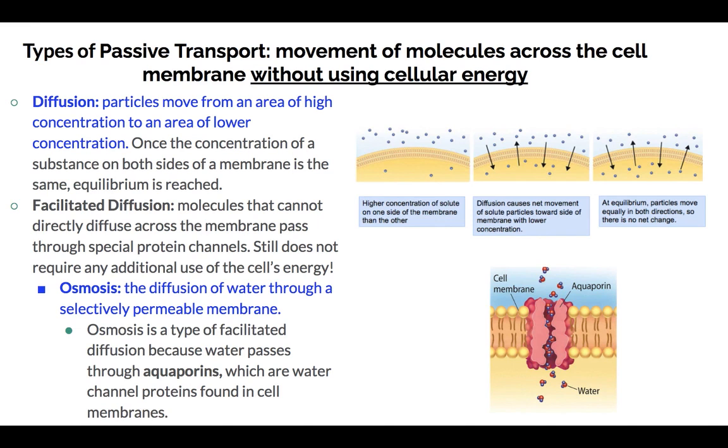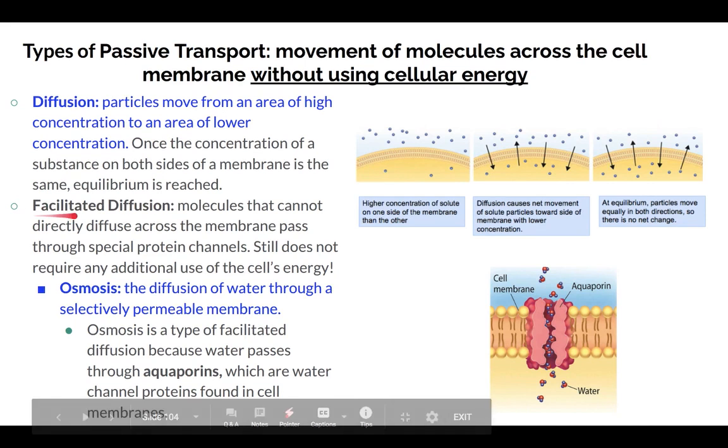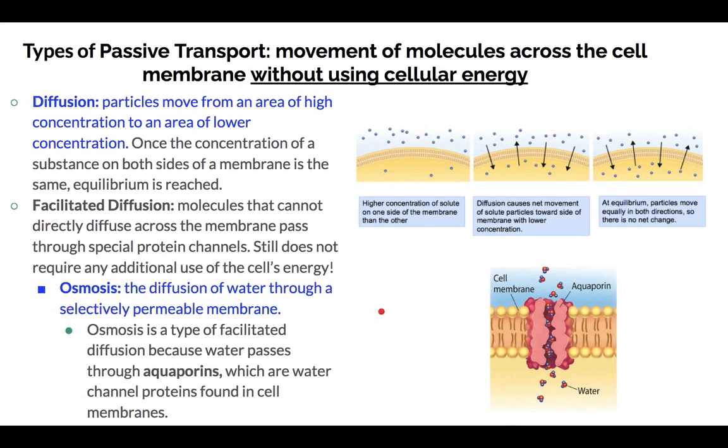The types of passive transport, again, are those not using cellular energy. We have diffusion, facilitated diffusion, and then a type of facilitated diffusion is osmosis. Diffusion is when particles move from an area of high concentration to low concentration. Once the concentration of a substance on both sides of a membrane is the same, we call that equilibrium. Facilitated diffusion is when molecules that cannot directly diffuse across a membrane pass through special protein channels. This still does not require any additional use of energy.